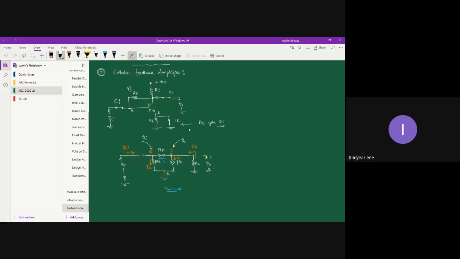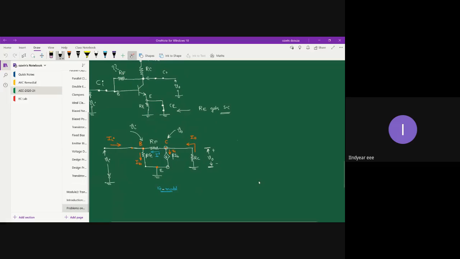And you also had the bypass capacitor. Again, we are going to replace this bypass capacitor with a short circuit equivalent, and thereby short-circuiting the emitter resistance Re. Taking that into consideration, we constructed the re model of the circuit, and this is how the re model looks.